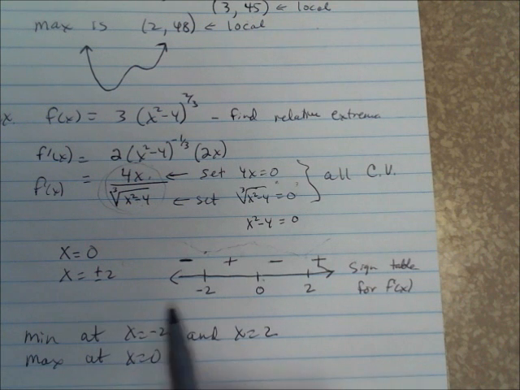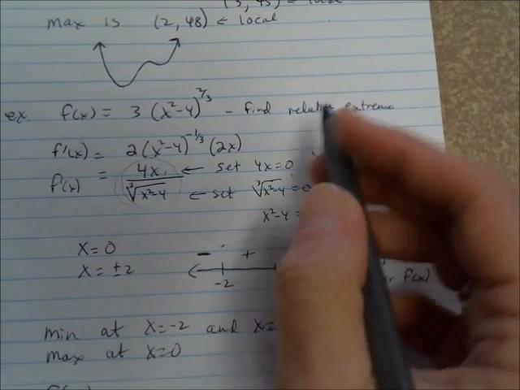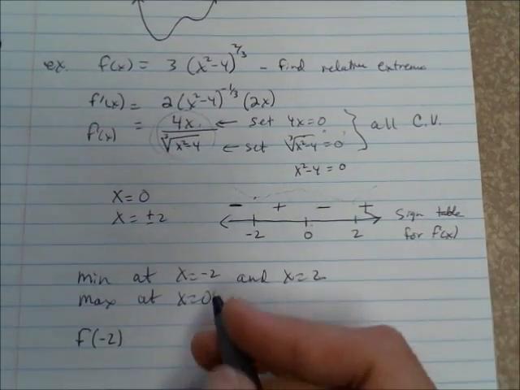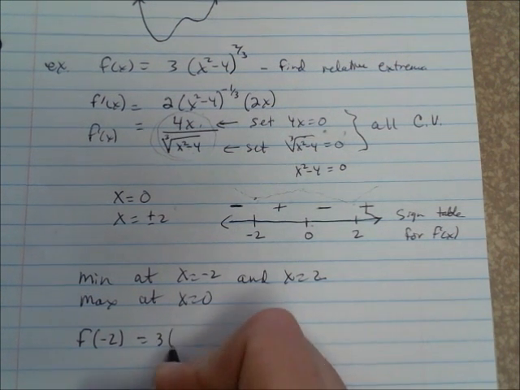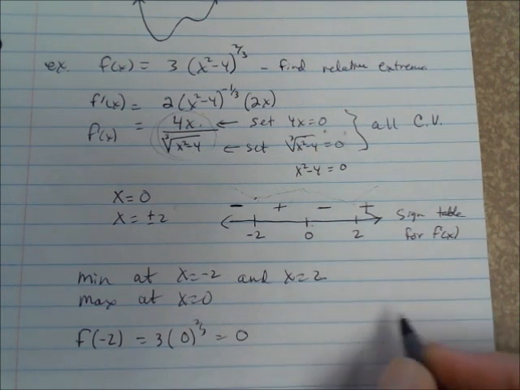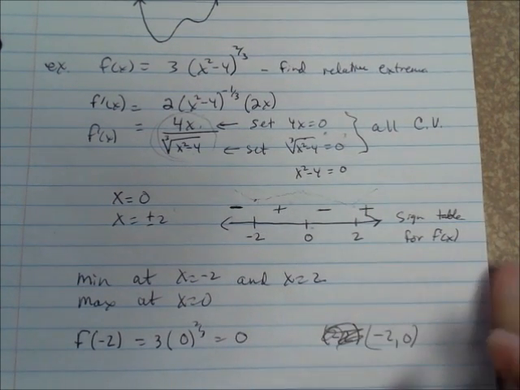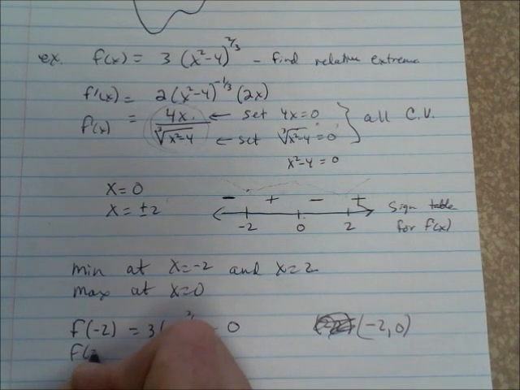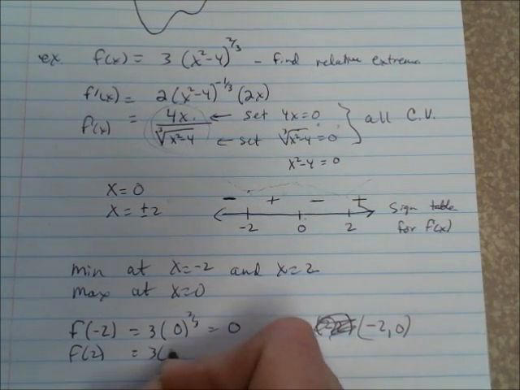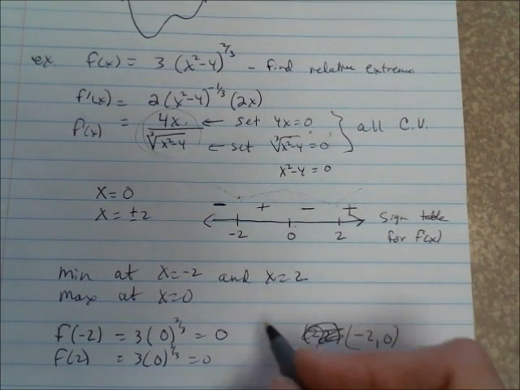So now what we're going to be doing is plugging in x equals 0, -2, and +2 into the original function to find the y values so we can get the points that are the local mins and maxes. So f of -2, now going way back to the f of x function, that's 3 times 0 to the 2/3 power, which is 0. So negative 2, 0 is going to be a local min. f of 2 is also equal to 3 times 0 to the 2/3, which is 0. So positive 2, 0, those are both the mins.